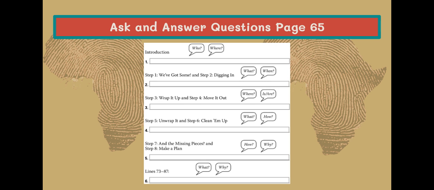It's time to read steps 7 and 8. Let's head back to the passage. Remember to look up when you have finished reading steps 7 and 8. Eyes ready? Pencil ready? Let's begin.